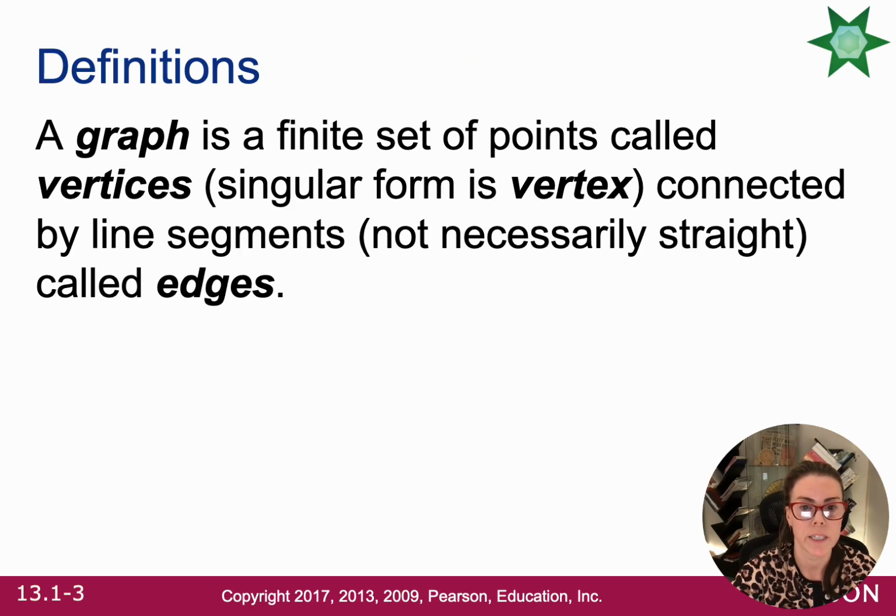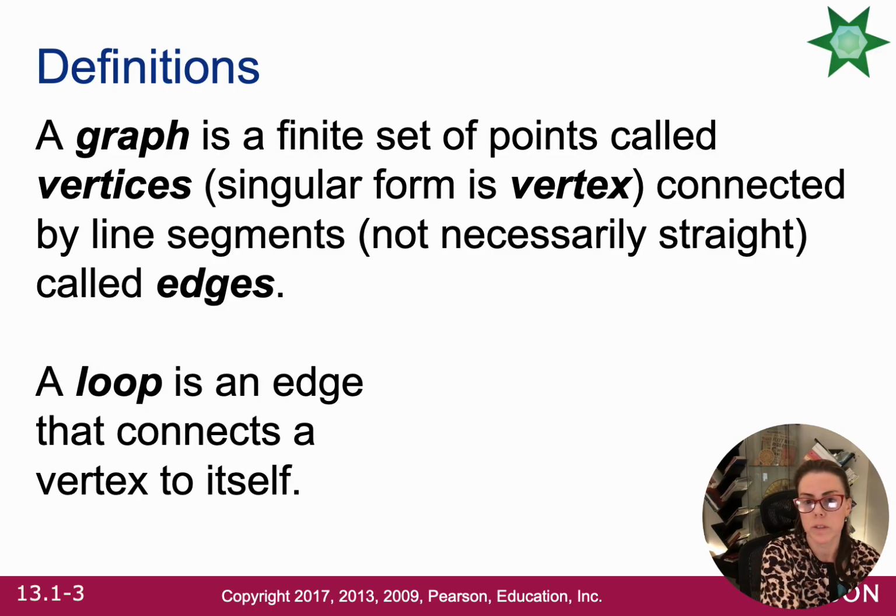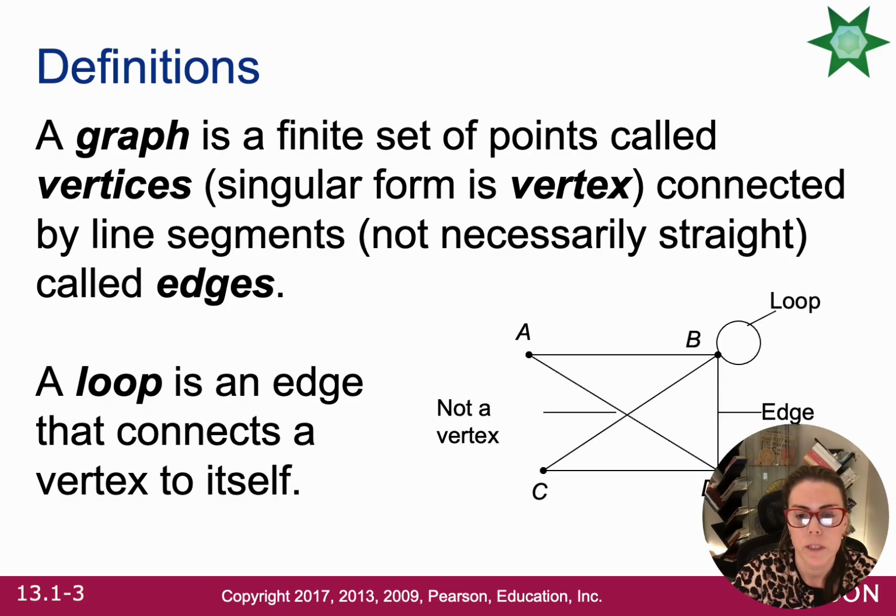So a graph is a finite set of points called vertices. The singular form is vertex, so if you have many, it's vertices. Also note that this is called nodes in other textbooks and videos. So nodes and vertices are the same. They're just the dots in the graph. A graph is a finite set of points called vertices connected by line segments, not necessarily straight, and these are called edges, those line segments. You can think of edges as like a string, and being flexible, I think that helps to visualize the graph a little more abstractly. So think of edges as strings.